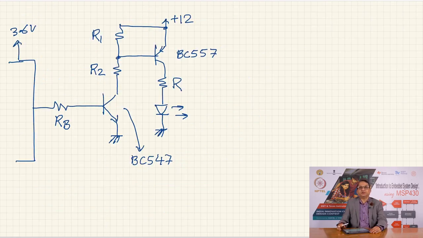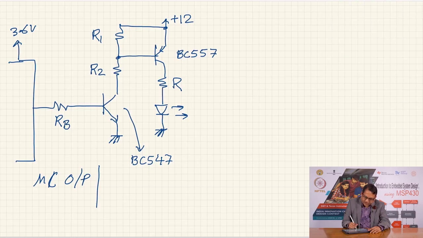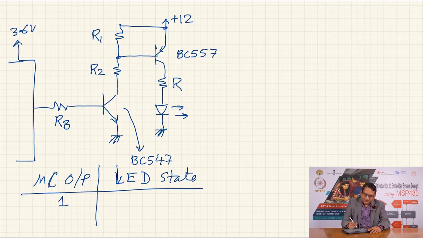Now, when we introduce this NPN transistor, let us do the same mapping, microcontroller output versus LED state. Now, if microcontroller is 1, this will saturate the NPN transistor, which will pull the base to ground, which will saturate the PNP transistor and will turn the LED on. So, when this is 1, LED is on.